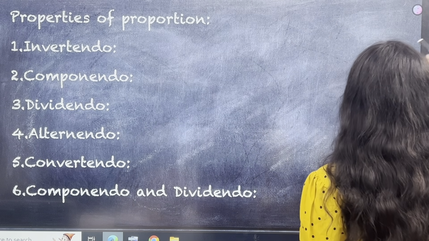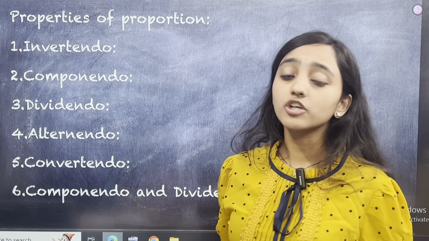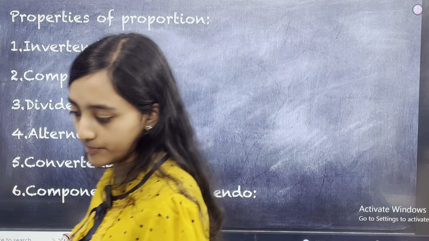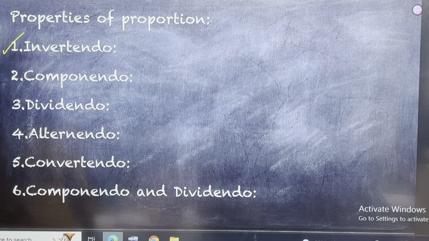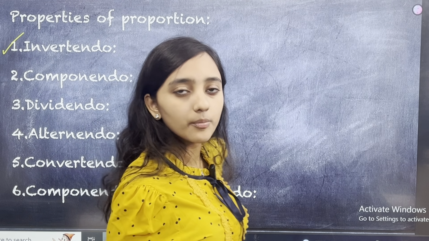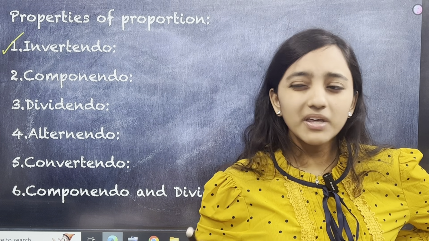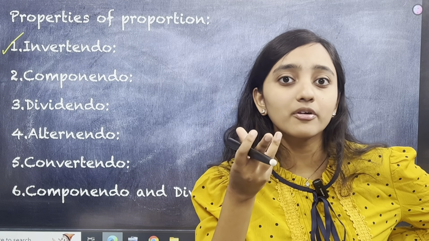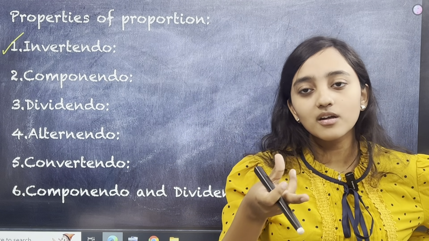This is possibly the most confusing part of this chapter, if at all there is something confusing: the properties of proportion. Please note them down along with me. The first one is called invertendo. If you are breaking it down, what does the word invert mean? Invert means reversing in a way.